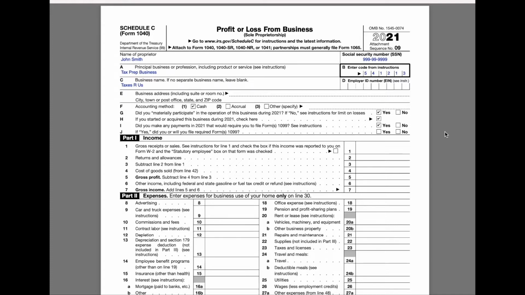1099, did you have subcontractors working on your behalf who you paid more than $600 during the year? If you did, you must provide the subcontractors with 1099s so that they can complete their taxes, and you must file forms with the IRS.